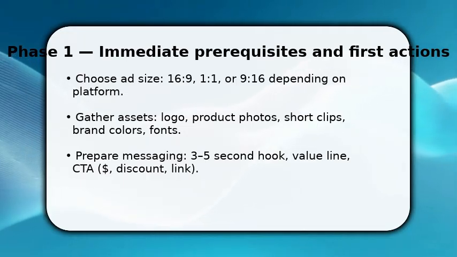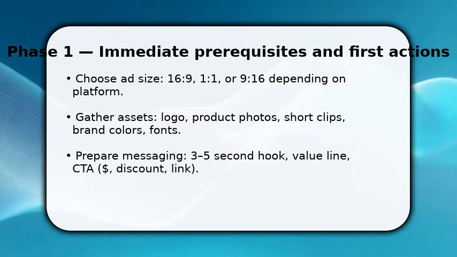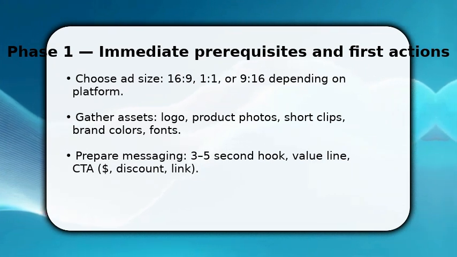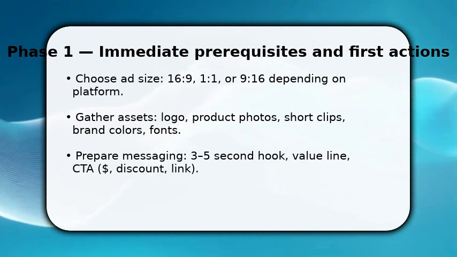You open Canva and create a new design using the correct ad size: 16:9 for YouTube, 1:1 for feeds, or 9:16 for stories. Next, upload your assets: logos, 5-10 product photos, and any short video clips you'll use.